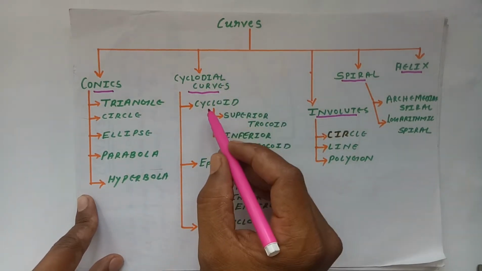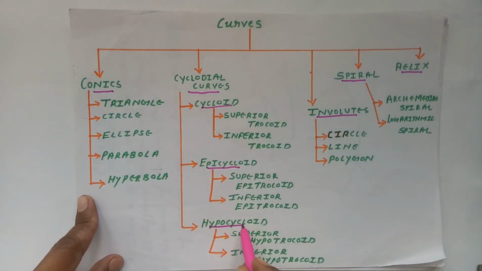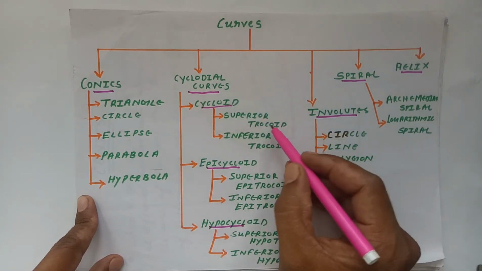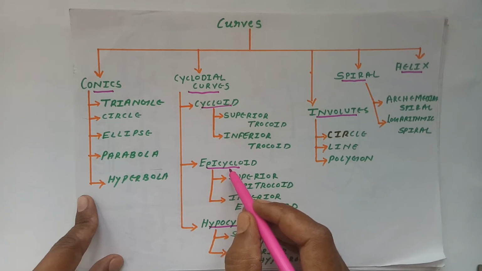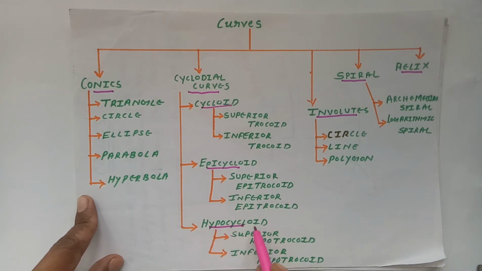Cycloidal curves are further classified into cycloid, epicycloid, hypocycloid. Cycloid is further classified into superior trochoid and inferior trochoid. Epicycloids are further classified into superior epitrochoid and inferior epitrochoid, and hypocycloid is further classified into superior hypotrochoid and inferior hypotrochoid.